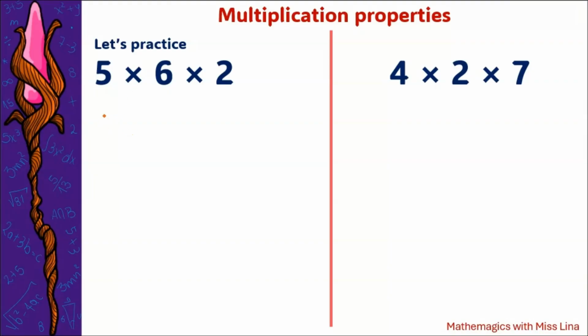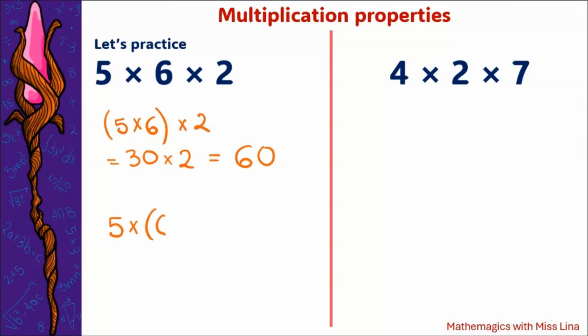Okay, let's do this one first. So first I'm going to do the group of 5 with the 6 and then do the 2. 5 times 6 is 30 and then I multiply by 2. 30 times 2 is 60. Excellent. Now let's do the other one. 5 times 6 times 2. Let's see. I don't do the 5 yet. And then I do 6 times 2, which is 12. 5 times 12 is 60. So yes, we got the same result.